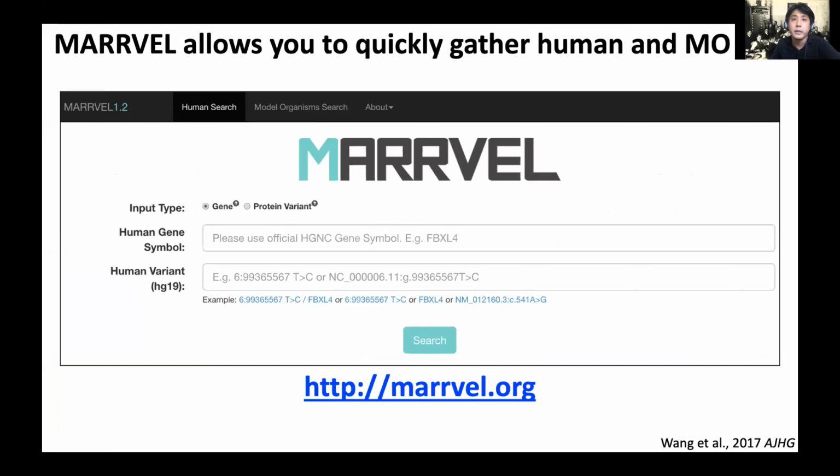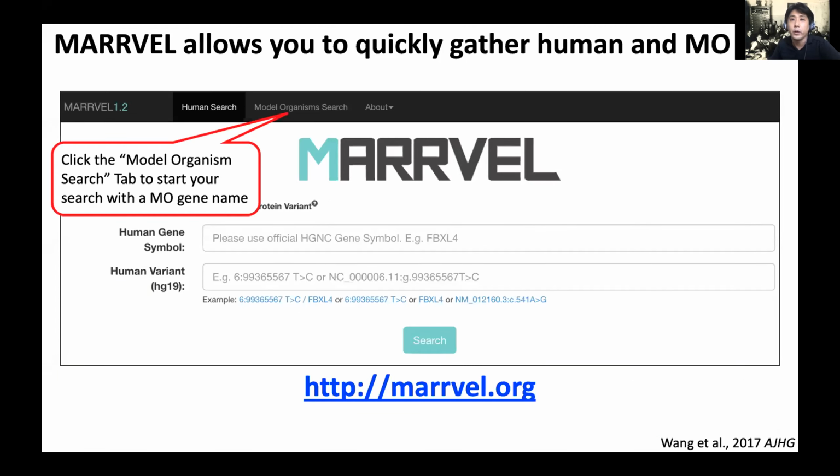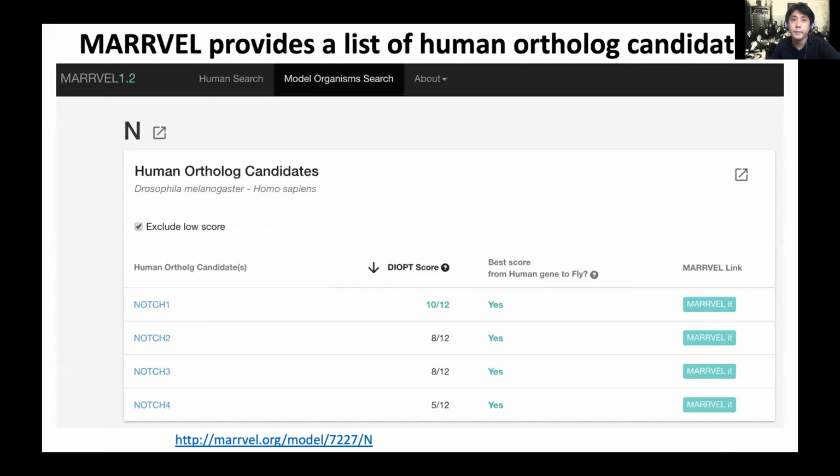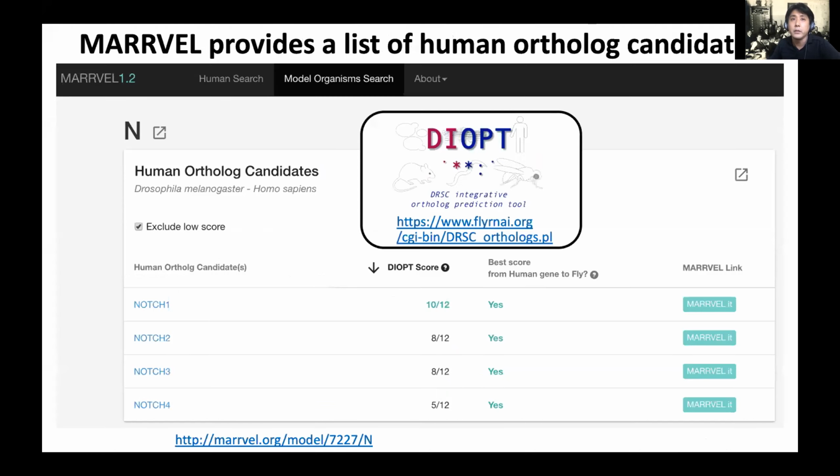To use this website, you can visit the marvel.org website. Note that there are 2 R's here, and click the tab on the top that says Model Organism Search and enter the official symbol of your favorite model organism gene to initiate your search. Marvel would first give you a list of human ortholog candidate genes, which is provided using the DIOPT program developed by Yanhui Hu and Norbert Perrimon's lab.